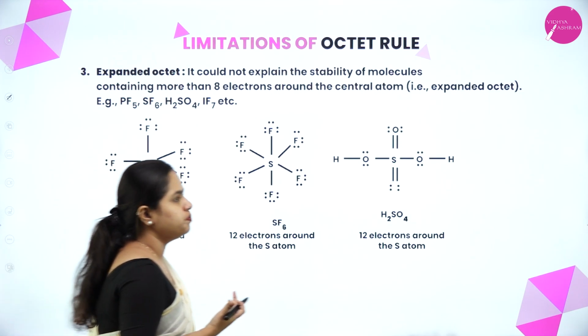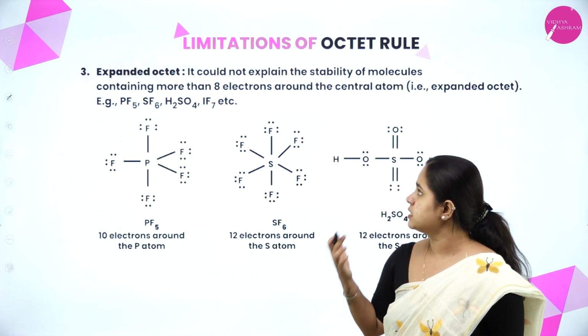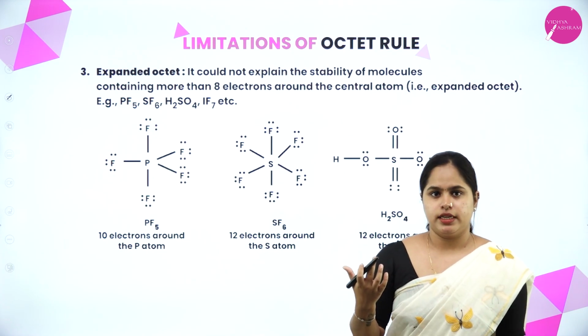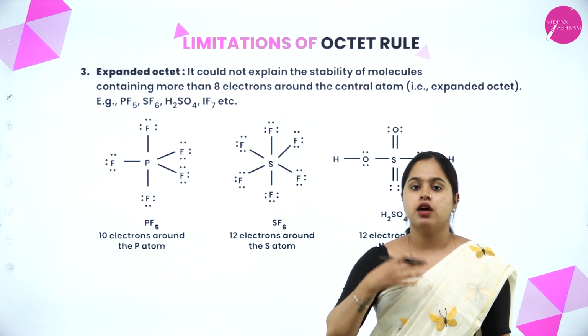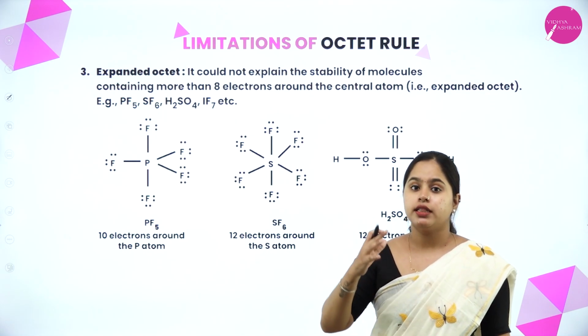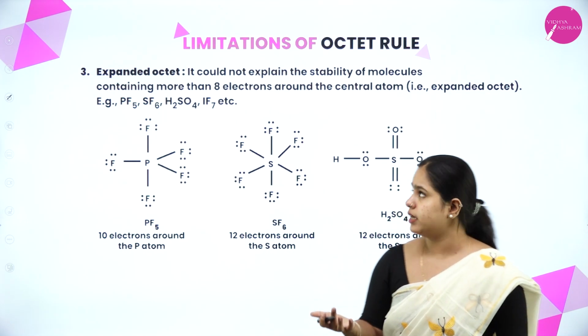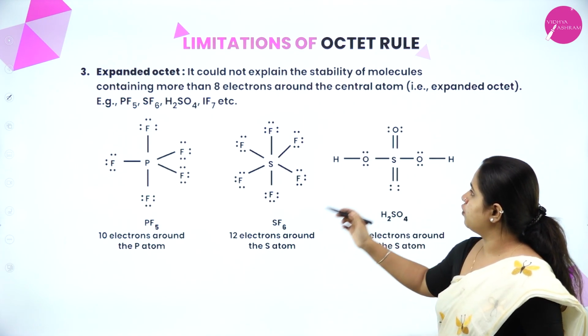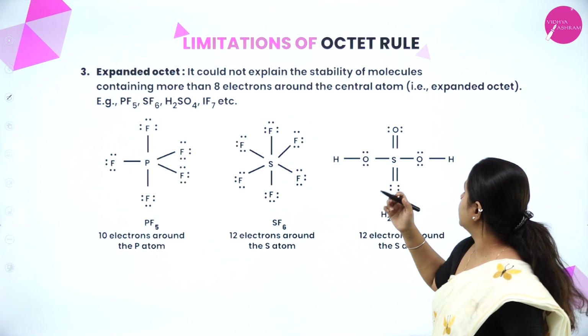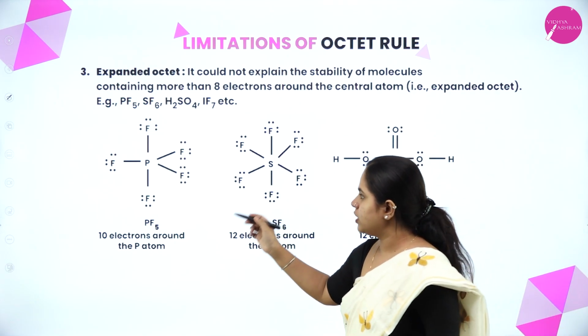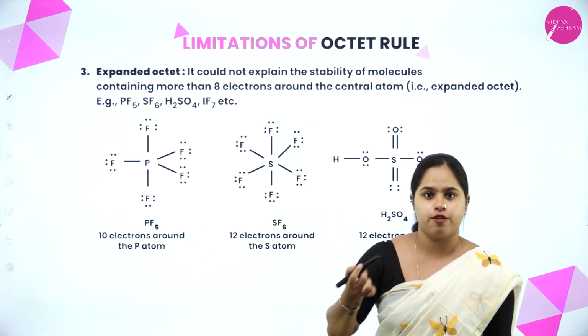Then moving on to the third one, that is expanded octet. These are having more than 8 electrons. They are not satisfying the octet, they are having more than 8 electrons. So it could not explain the stability of molecules containing more than 8 electrons in the central atom. That is expanded octet. One example is PF5.